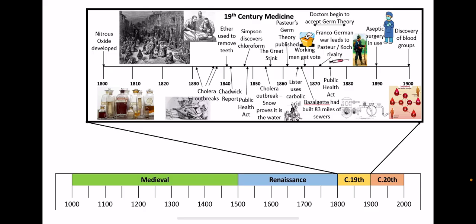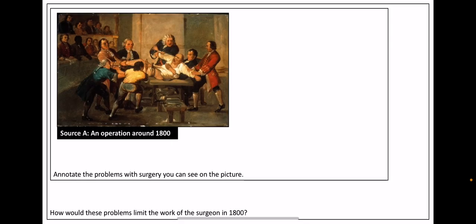Okay, so this lesson we're going to be looking at some of the changes that happen in medicine in the 19th century. As you can see from this timeline, there is a whole lot that goes on over this period. It's going to take us a few lessons to get through it all, but we're going to make a start on it today.